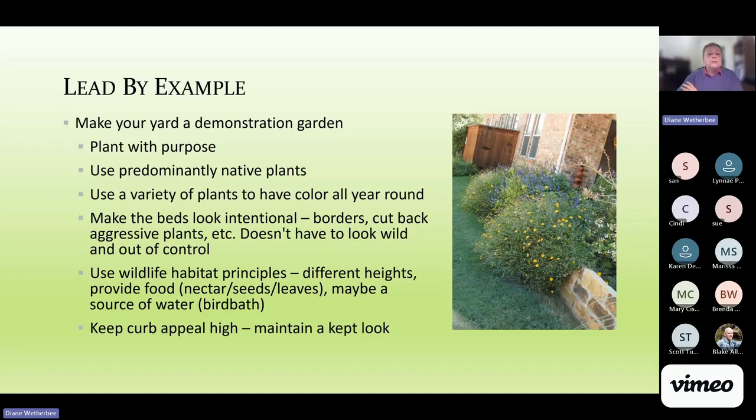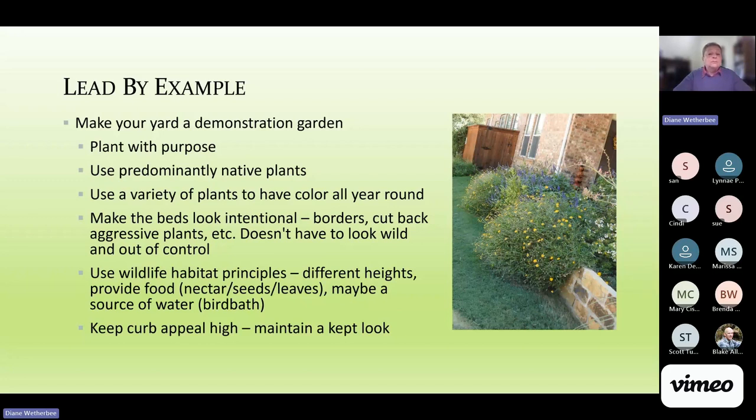Use the wildlife habitat principles of different heights. Different critters like to have different heights. Some live on the ground, some live up higher. Plus that adds interest to your garden. Provide food. And food is not only the nectar from the flowers, but also the seeds. So leaving seeds on plants is actually a really good thing. My birds, all winter long, have ignored my feeders except for the coldest days because they eat the seeds off of the seed heads from the flowers that bloomed this summer.